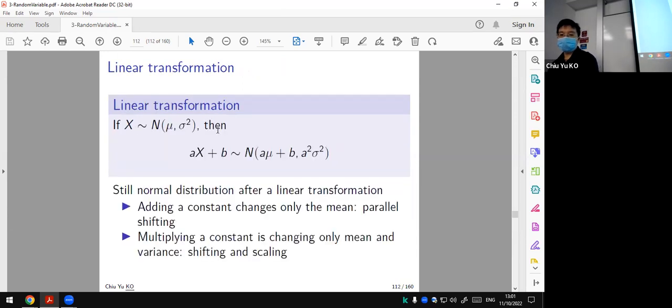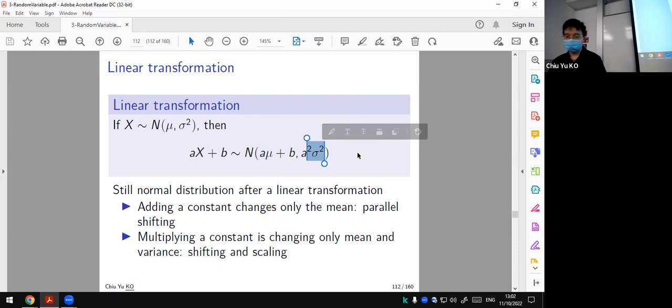And here is an important thing. If X has a normal distribution and you multiply by A and add B, it is still a normal. This is a very useful property of the normal: you add, subtract, multiply, and the bell shape is still a bell. The only thing that changes is the mean and variance.